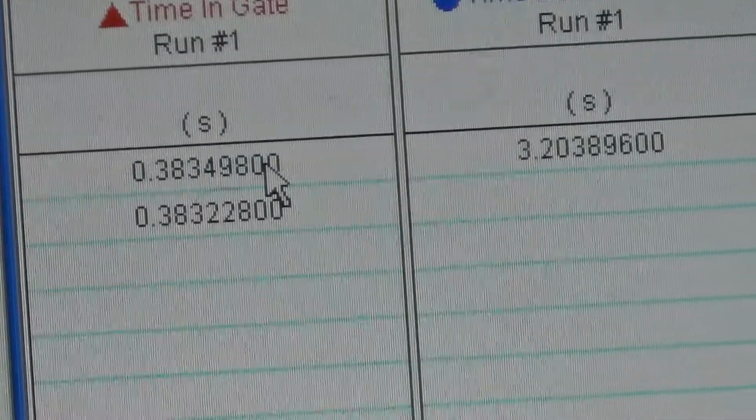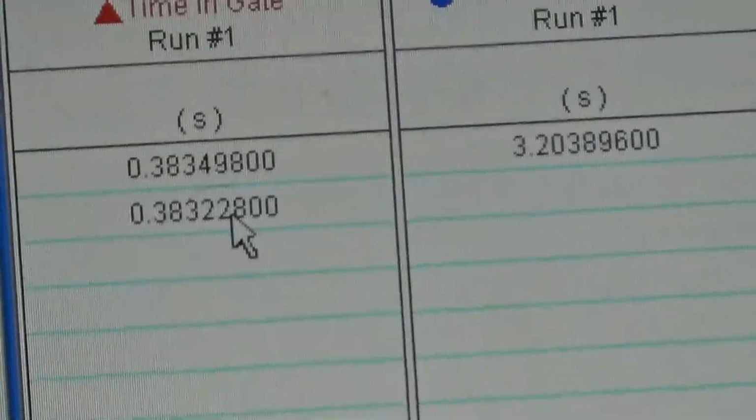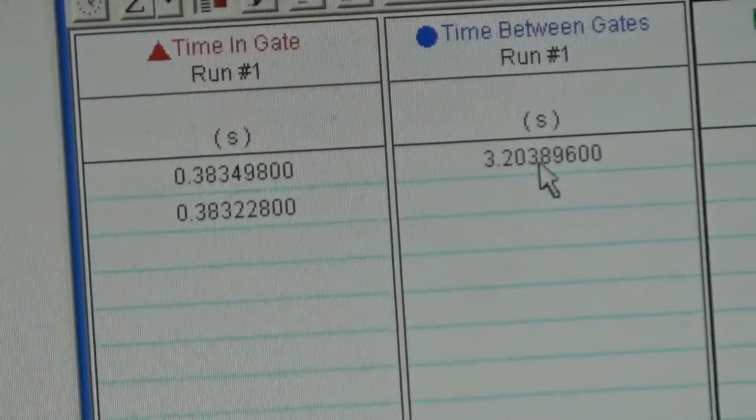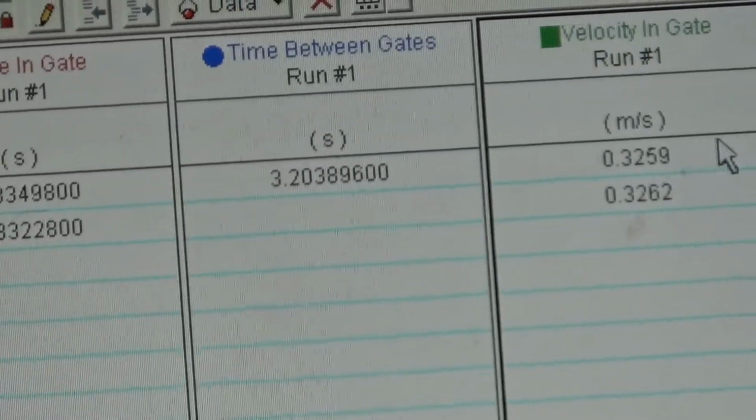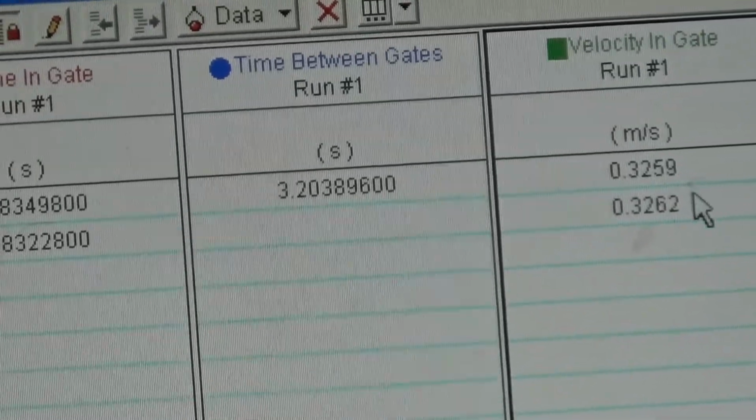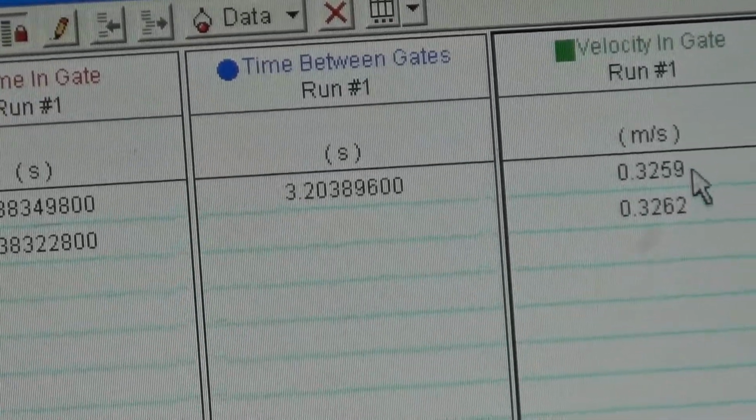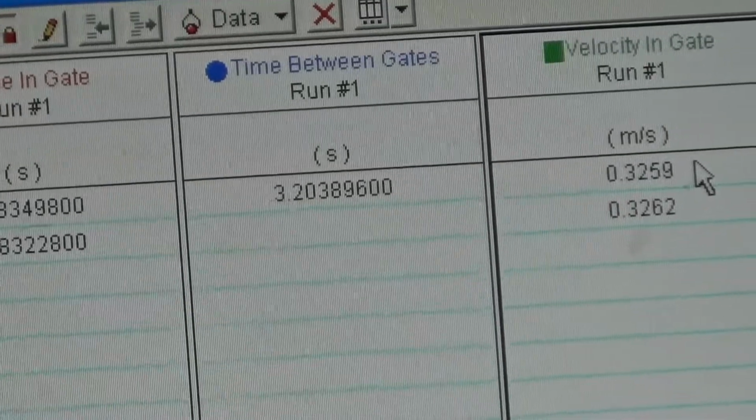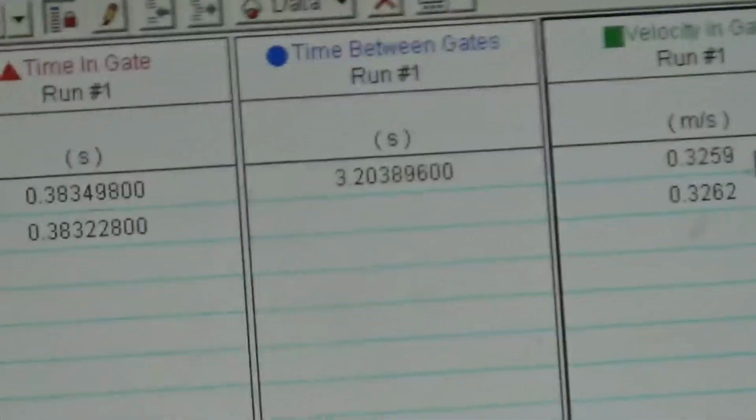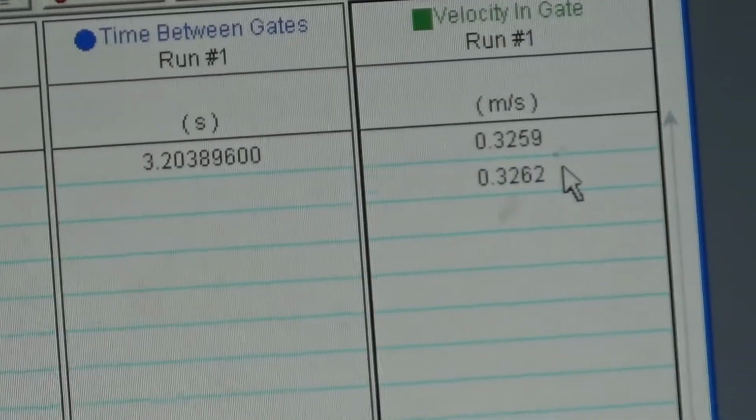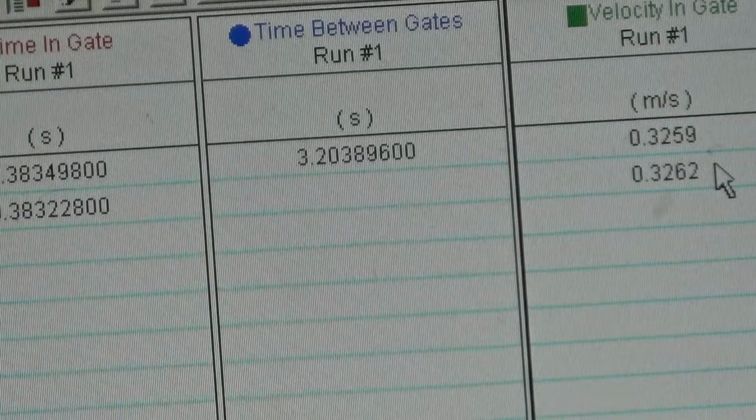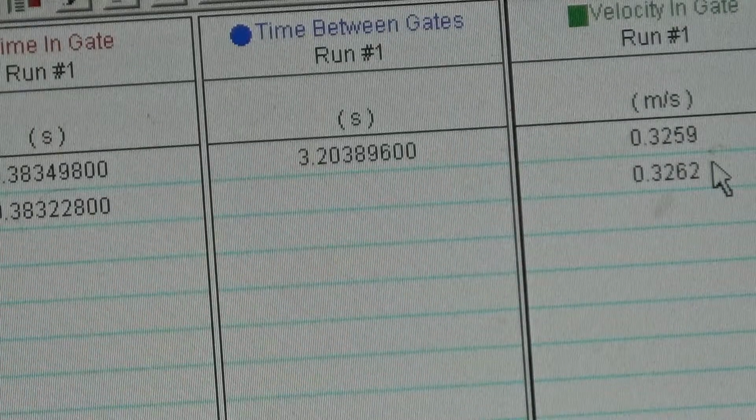That gives you the time in the first gate. There's the time in the second gate. There's the time between the gates. And here's the one we're looking for, the velocity in gate. And you can see that there's a little bit of difference between these two velocities. The velocity in gate 1 was 0.3259 meters per second, and the velocity in gate 2 was 0.3262. So very, very small.